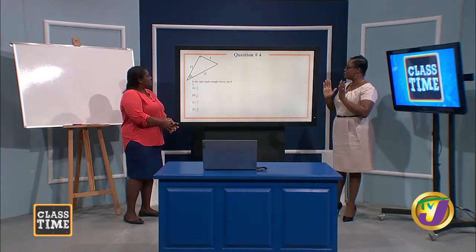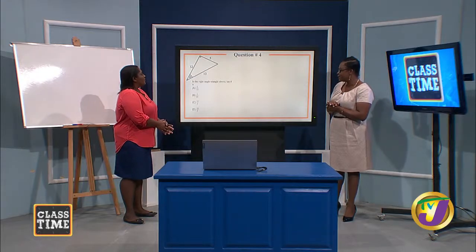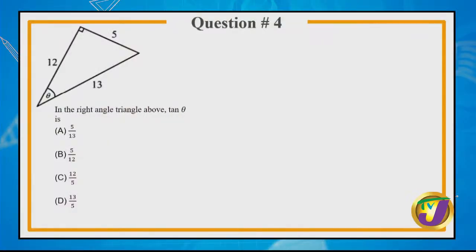Right. So let us go. Here we have question 4. In the right angle triangle above, tan theta is, and this is calling us to examine a diagram that has already been given to us. So they would have given us a diagram, and we are to identify what operation we are to carry out in order to get a value for tan theta. But it did not ask us for a value for tan theta. It did not say what degrees or whatever. So what do we need to do?